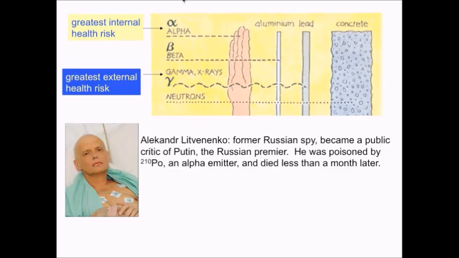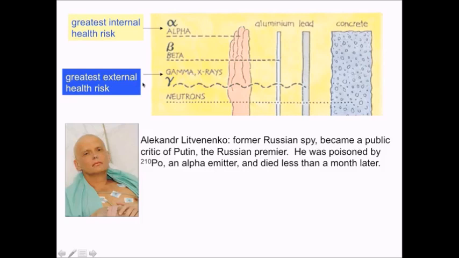Now, externally, alpha particles can't even penetrate the skin. So alpha particles are really no external hazard, but a terrible internal hazard. Beta particles, on the other hand, could penetrate the skin, but they can't penetrate aluminum foil. So you can protect yourself that way.